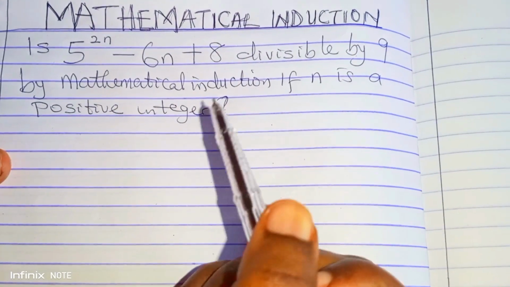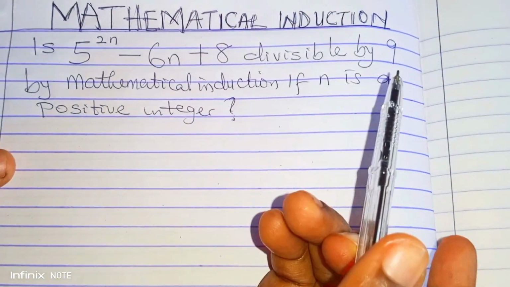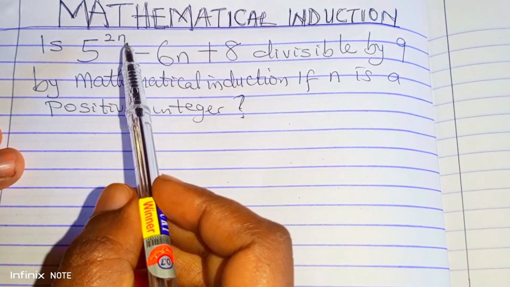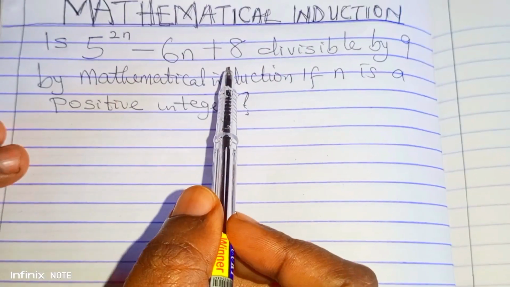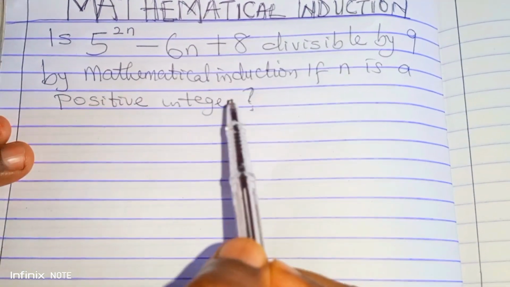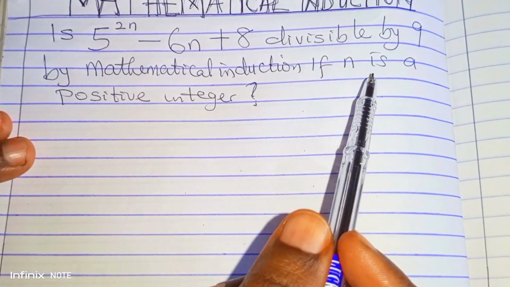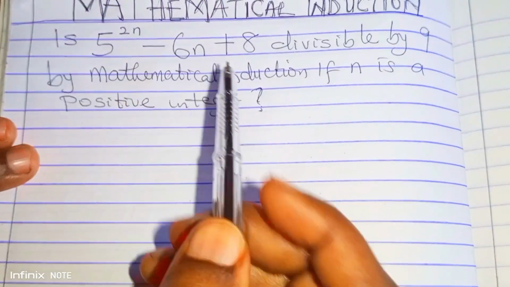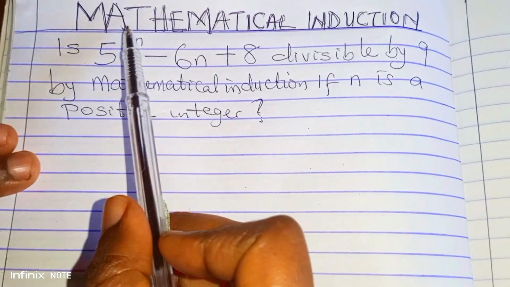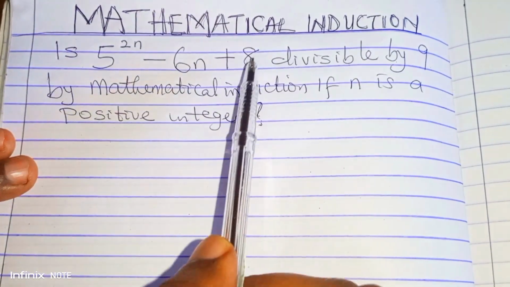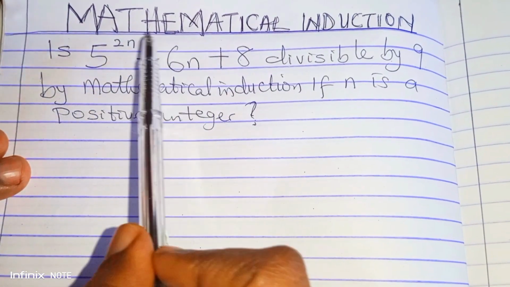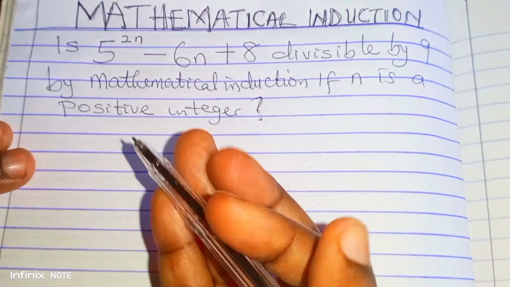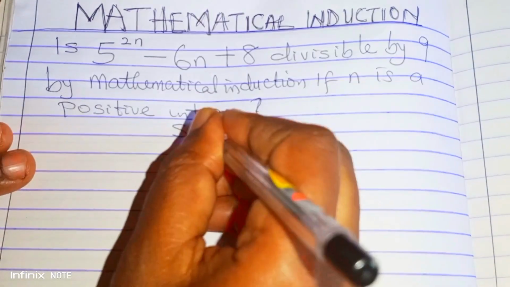Come back. We are still on mathematical induction, and here is the question. Is 5 raised to the power of 2n minus 6n plus 8 divisible by 9 by mathematical induction if n is a positive integer? So what we are trying to say is that whenever we put any natural number, that is any positive integer, inside this expression, is it going to be divisible by 9? So let's check the solution.